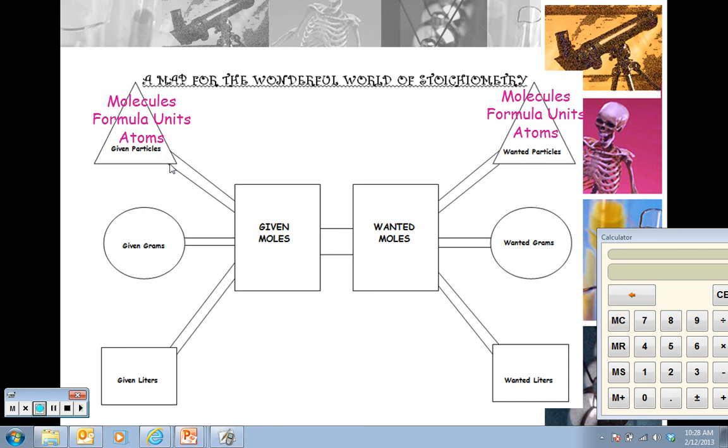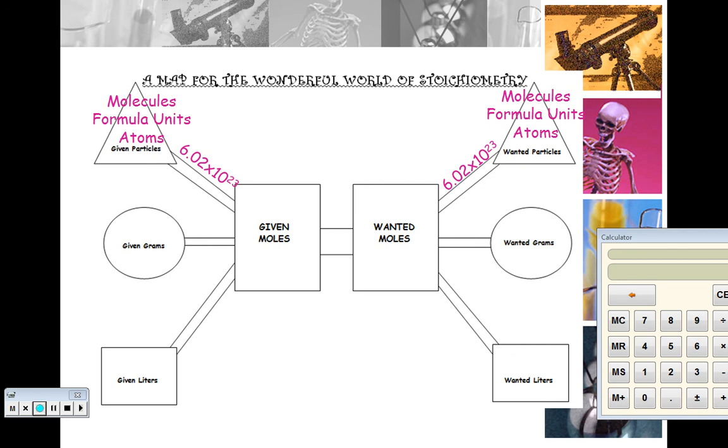6. Good. So whenever we're converting from molecules to formula units to atoms, we have to convert them by using what we call Avogadro's number. I never told you guys what it meant, but the number value itself is 6.02 times 10 to 23. So this means that whenever you're going from given particles and you want to convert to given moles, you have to use 6.02 times 10 to 23.